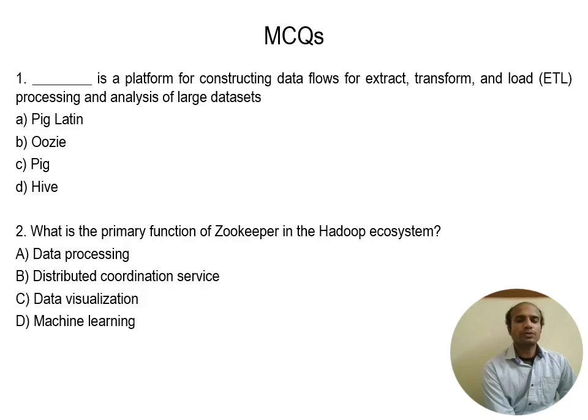So for the first question, the correct answer is Pig, the platform for constructing data flows for extract, transform, and load processing and analysis of data sets. For the second question, distributed coordination service is the primary function of Zookeeper in the Hadoop ecosystem. So I hope you got the answers right. That is MCQ.